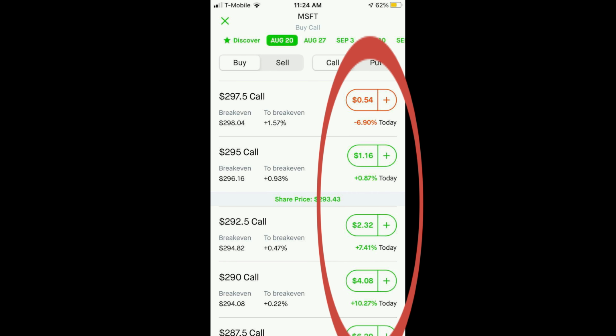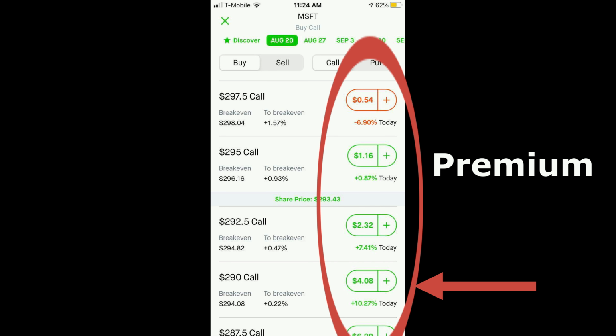And on the right of the screen, you see different prices. This is known as the premium. You can see higher prices like $4.08, $2.32 below the current stock price, and $1.16 and 54 cents above the current strike price.